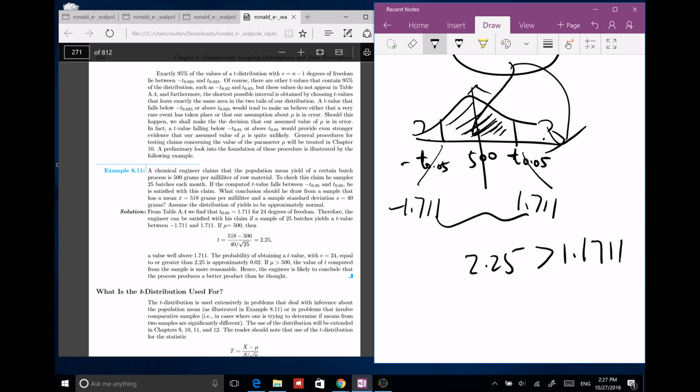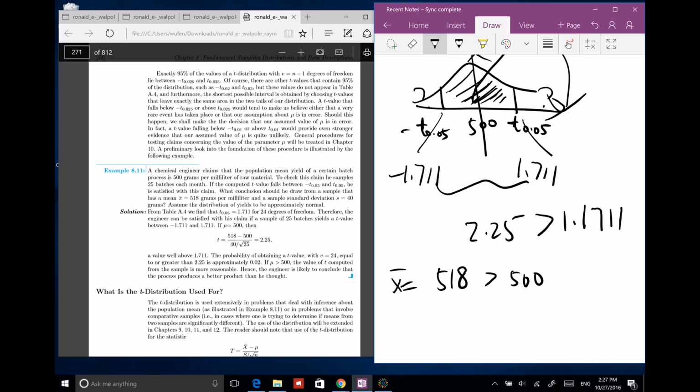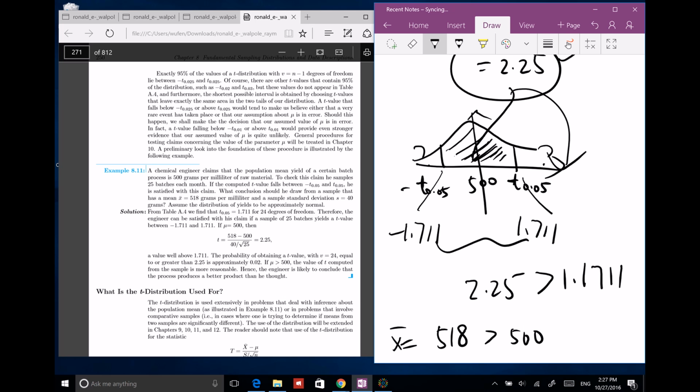Okay, so now he got 518 x bar, which is bigger than 500, right? You can get that. And t-value, find out this area, find out this t-value, and all of this together is 95%. Oh wait, it is 99%, right? If you add those two, it is 99. All right. And the equal or greater than.